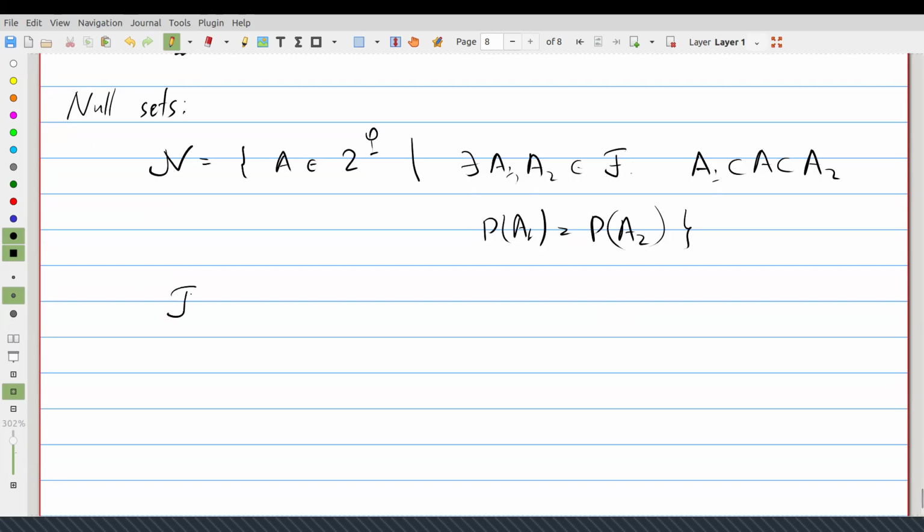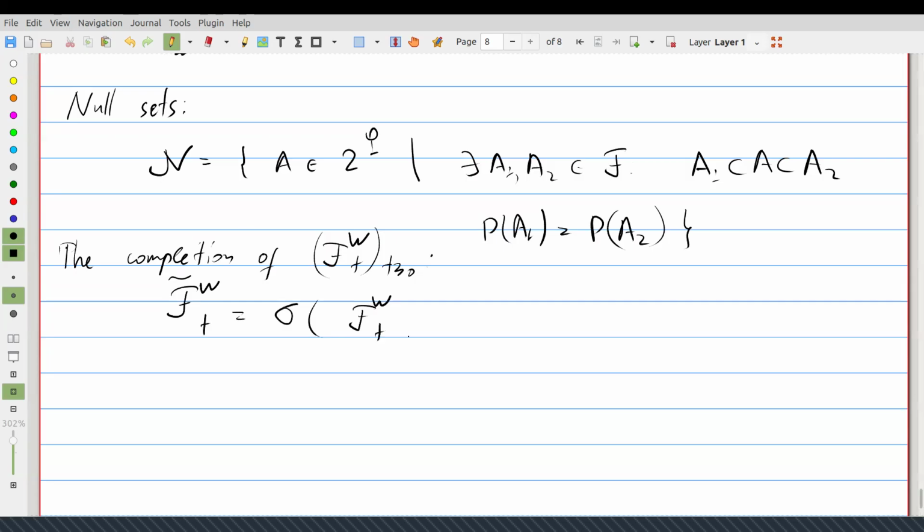And now we can define the completion of the original filtration, natural filtration. F_t is a sigma algebra when we add here our null sets.